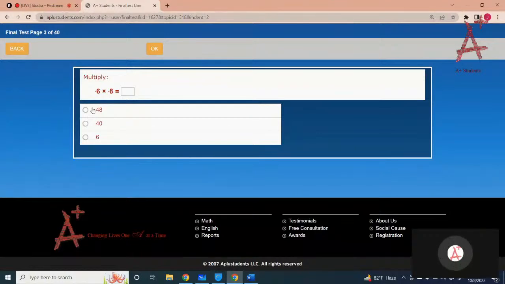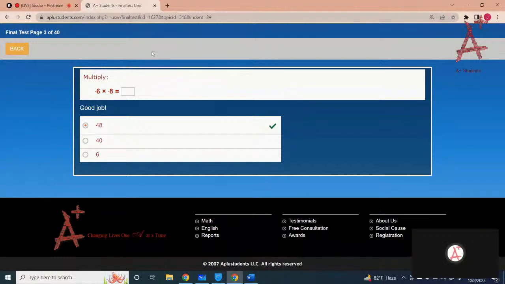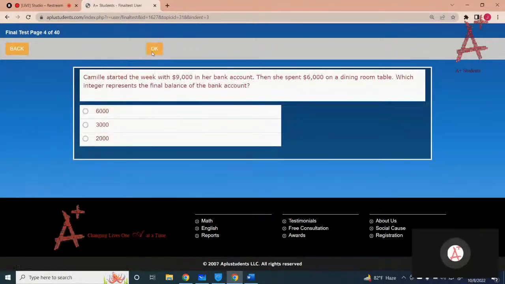So 8 times 6 is... You're multiplying two numbers with the same sign, so your answer must be positive. And 8 times 6 is 48. So the answer is 48. Got it? Select the correct option and move on to the next question.